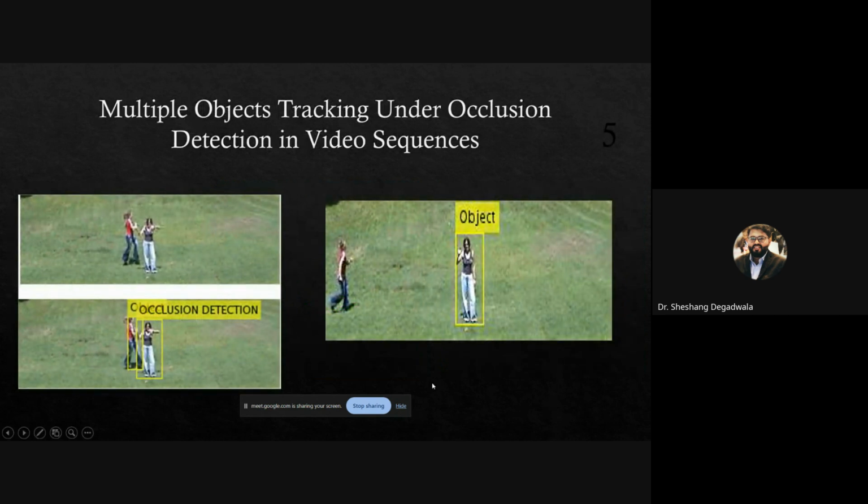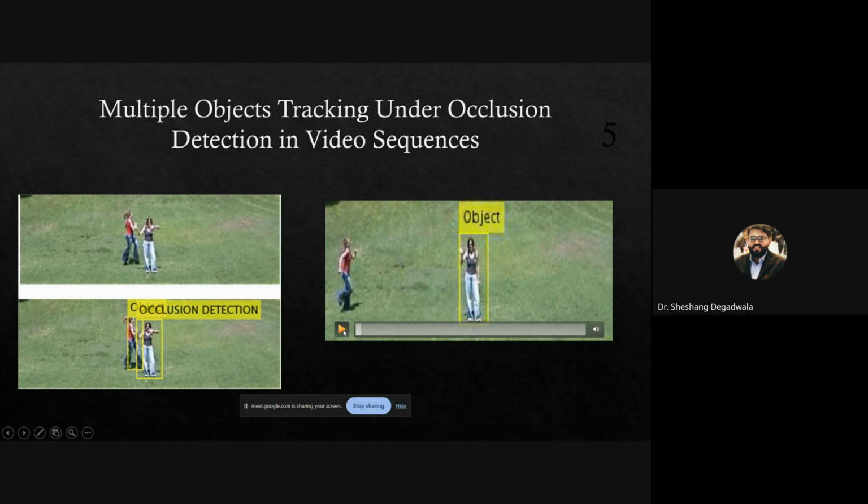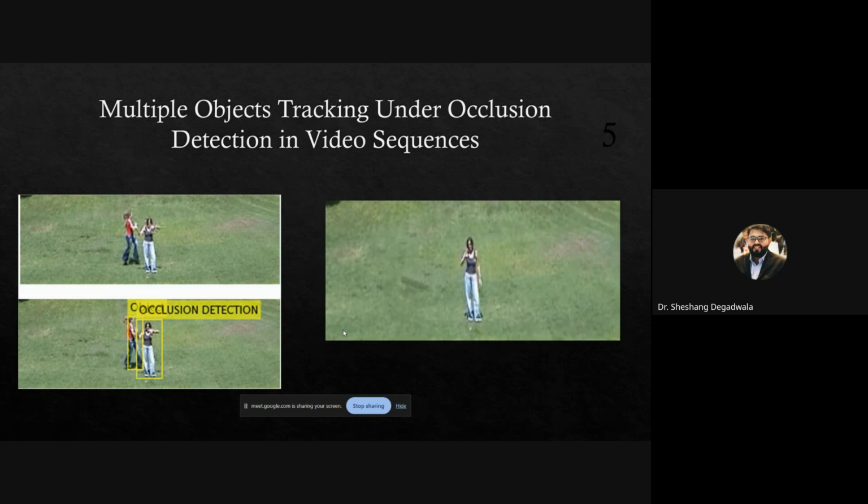Now here, you see, behind one object another object comes. It is called an occlusion. Based on this video, you see one object is moving, and after that, behind the one object, the other object is detected. This is called occlusion. This is the example of multiple object detection tracking under occlusion detection in video sequence. This is also one of my research, and the paper is published in Springer.